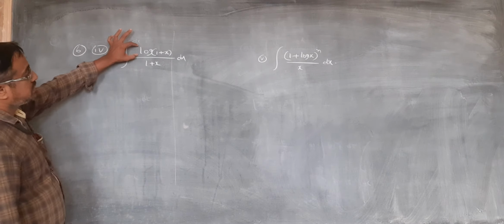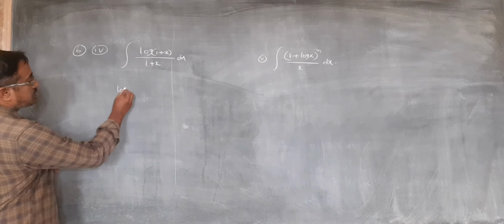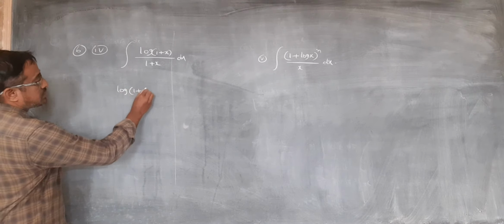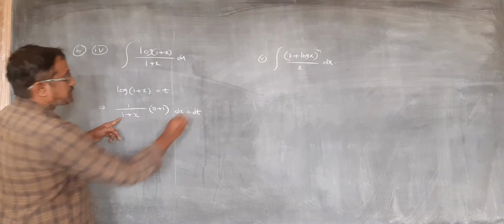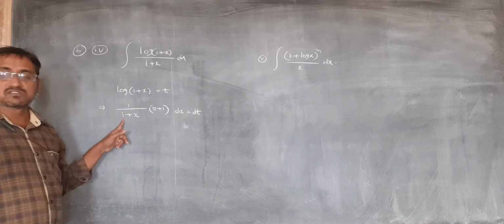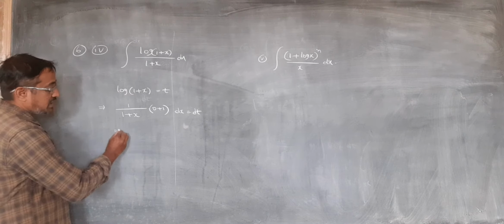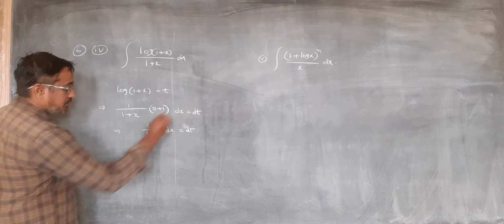Here also you have to take log of 1 plus x as t. So log of 1 plus x is equal to t. Then differentiating with respect to x, you will get 1 by 1 plus x into the derivative of 1 plus x, which is 0 plus 1, dx is equal to dt. Log of 1 plus x as t, then its derivative is 1 by 1 plus x. So you will get 1 by 1 plus x dx is equal to dt.